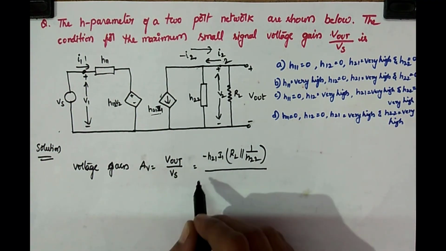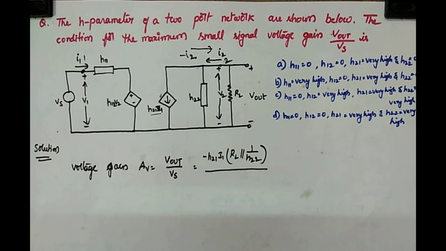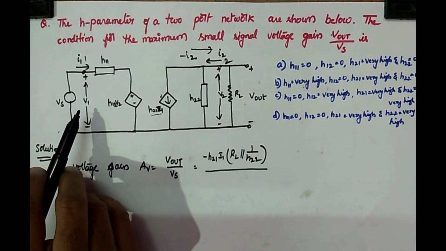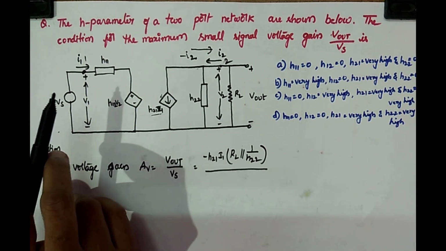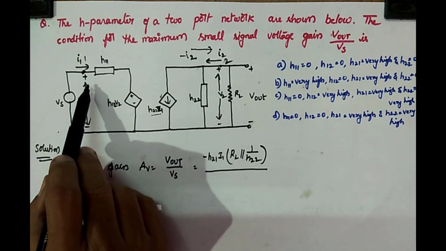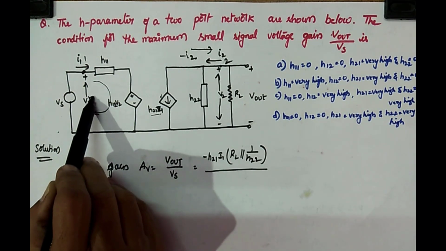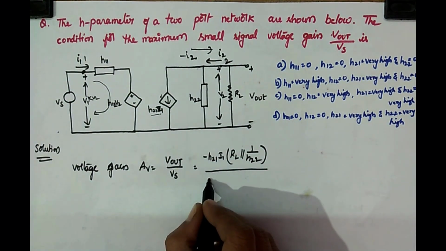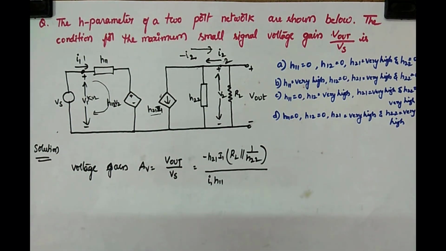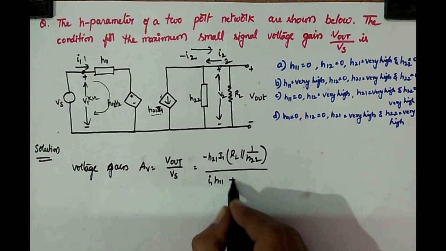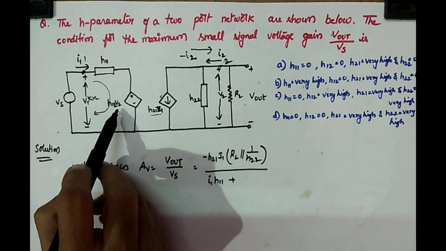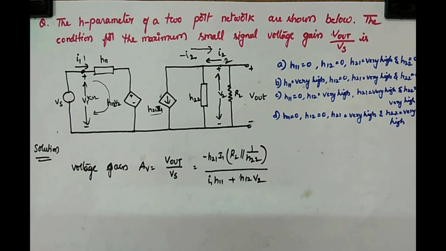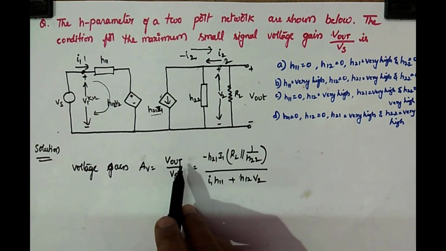Divided by Vs. Now we have to see what Vs is. Here Vs and V1 are the same. V1 is the input voltage, or the voltage at port 1. Just apply KVL here. It is H11 I1, this is the current, so it is I1 into H11 plus another voltage source, H12 V2. So this is your voltage gain V out by Vs.